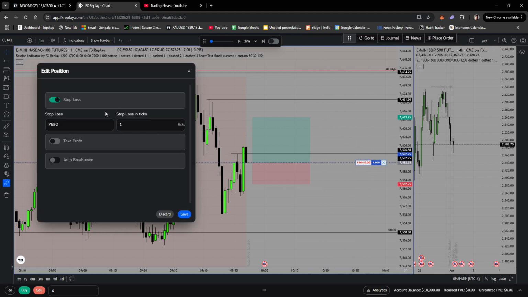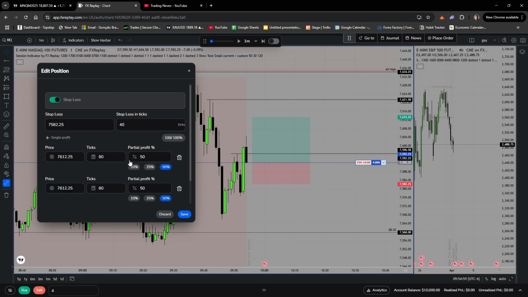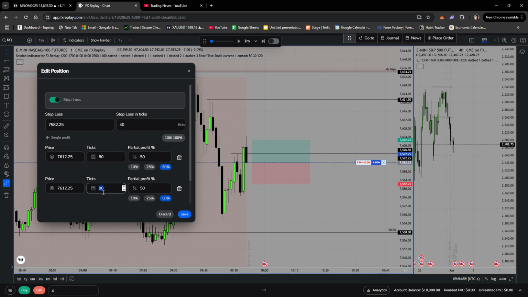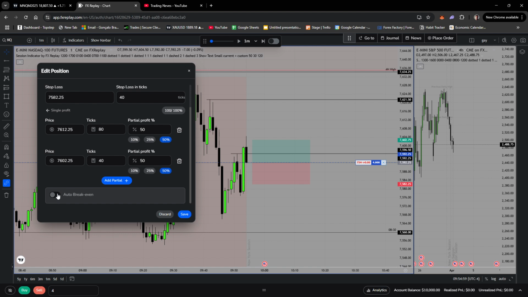Let's analyze the areas here. So we want a 40 tick stop loss, take profit around 80 ticks. Also want to take partials at a 1 to 1, so around 20. Oh, 6-2. First one's the same. This one should be 40. Okay, that's fine. Auto break even.